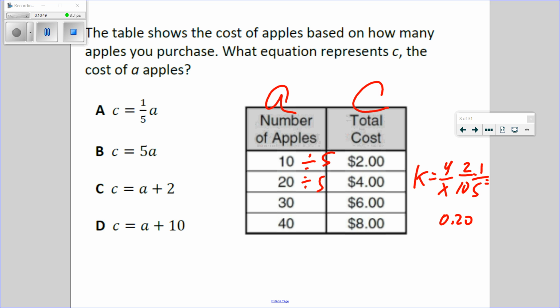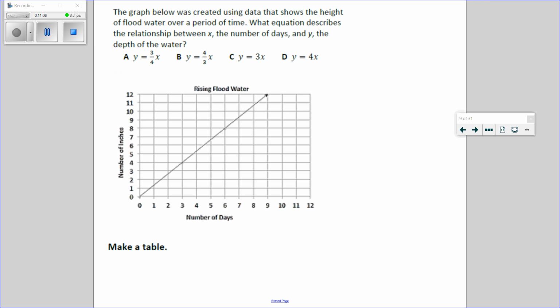So which one will show this? Well, it's not an adding relationship. Are we multiplying by 5? Nope. We're doing 1/5, or 1 divided by 5, which is 20 cents. 20 cents for every apple. A is the answer. So our last one, you are going to be given a graph.